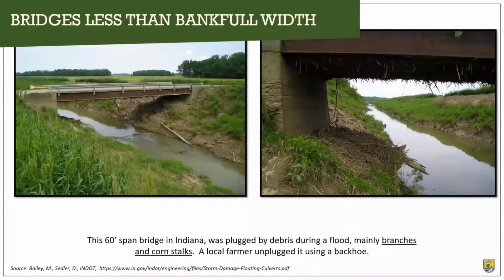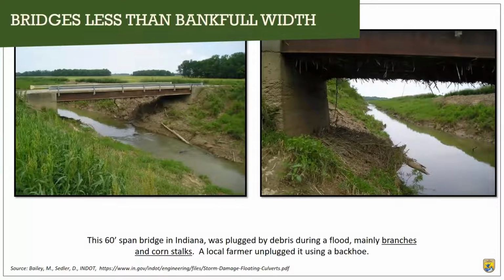This 60-foot bridge in Indiana was plugged by debris during a flood, mainly by branches and corn stalks. So even bridges can be susceptible to this. A local farmer unplugged it using a backhoe.